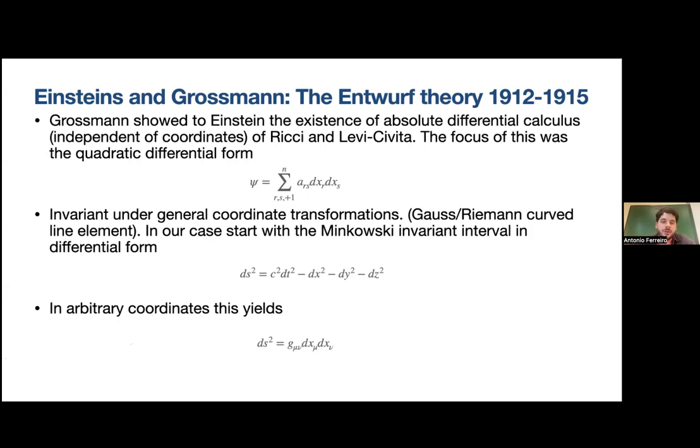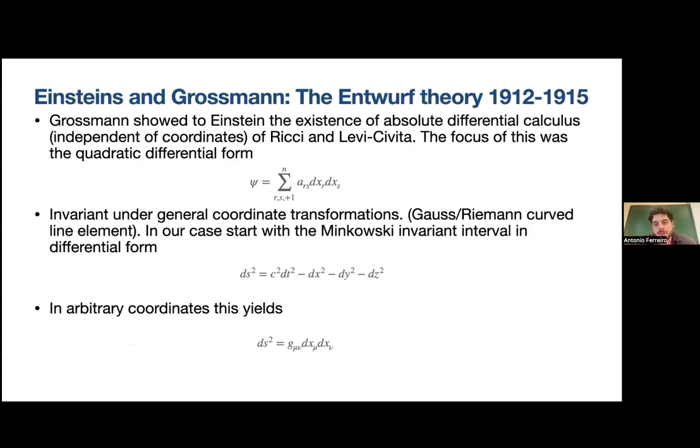Grossman is an important figure for Einstein because he helped him to pass the exams of his degree, and also to get work at the patent office. But he also helped him to acquire the mathematical tools he required for constructing a theory that was covariant, that didn't depend on a preferred coordinate system, a preferred frame. So he showed him the works of Ricci and Levi-Civita, where they constructed a theory that could be formulated in a way that was independent of coordinates. And that's exactly what Einstein was looking for.